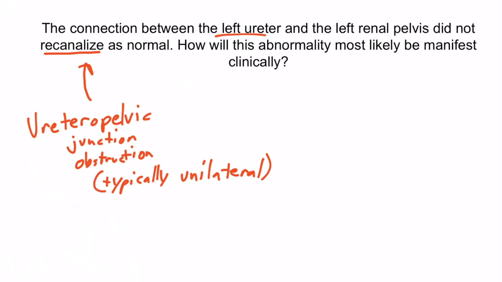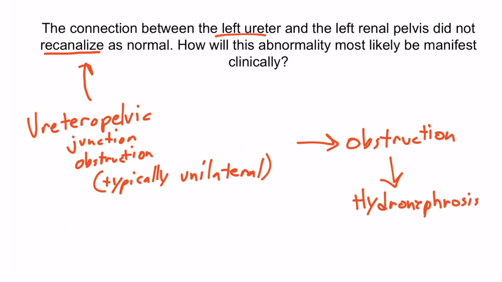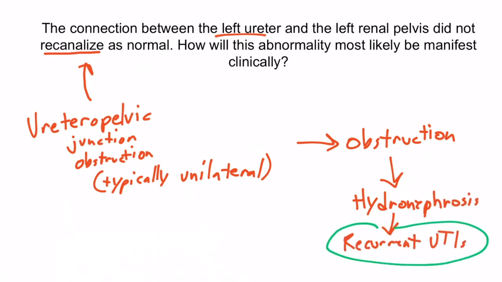Well, ultimately, the ureteropelvic junction obstruction will lead to obstruction of urine, which will lead to hydronephrosis. And this will lead to recurrent UTIs. And it's these UTIs that are the most likely outcome clinically. For example, a worried mother will bring in the infant because of fussiness and a persistent fever. So that's the most likely clinical presentation. And that concludes this section.